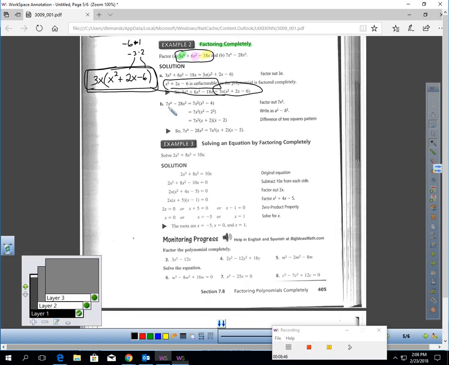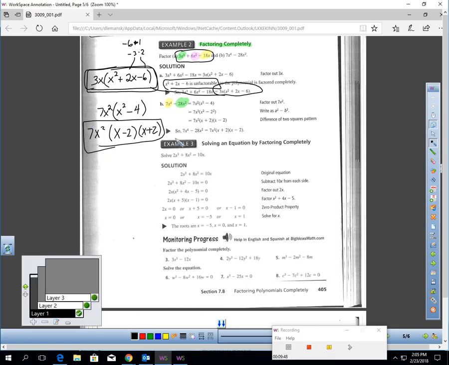Let's go to B. Let's check. Do we have a common factor first? Well, I can definitely divide both of those by 7 and x squared. So let's pull out the 7 and the x squared, and I have x squared minus 4. Okay, can I factor this? Yeah, that's a difference of squares, so I should be able to write this as x minus 2 times x plus 2. It's a difference of squares, and I've just completed it. I just factored the whole thing.